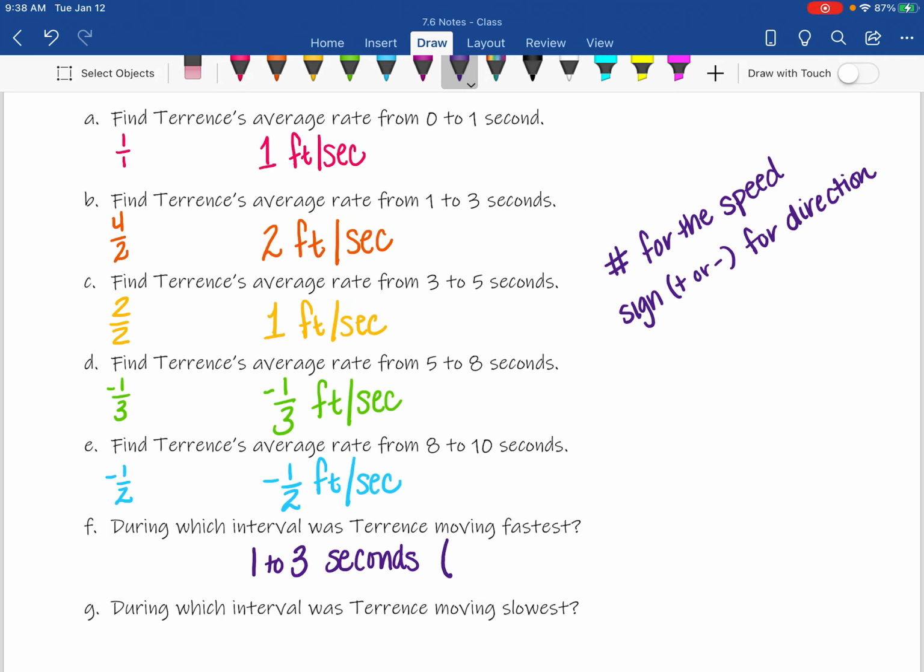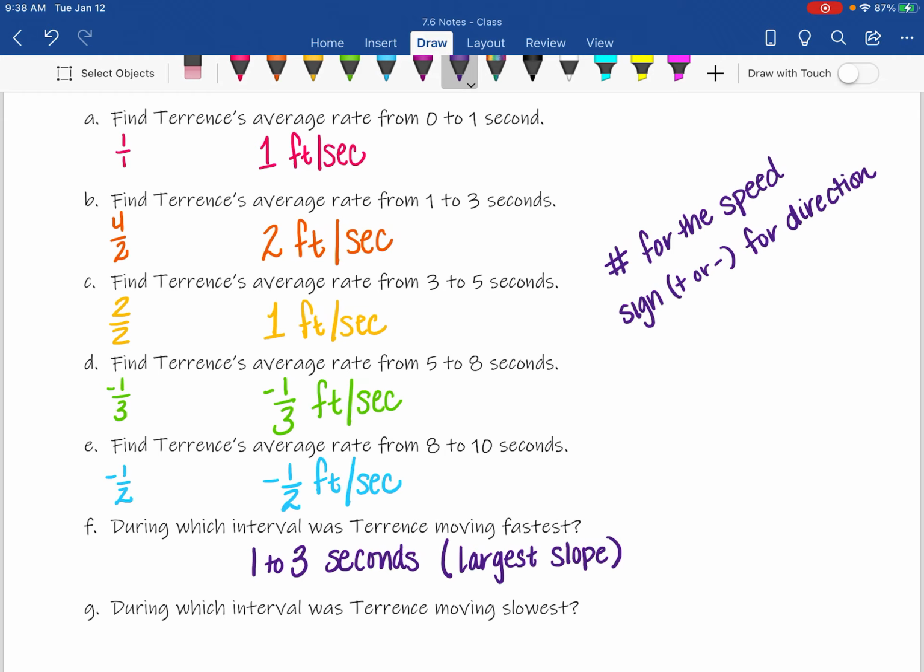And we can say that because it has the larger, or the largest, slope or the largest rate. Okay, so now we're going to look at the other end of that. We're going to look at the slowest speed.